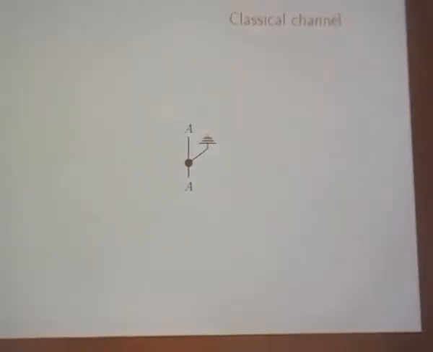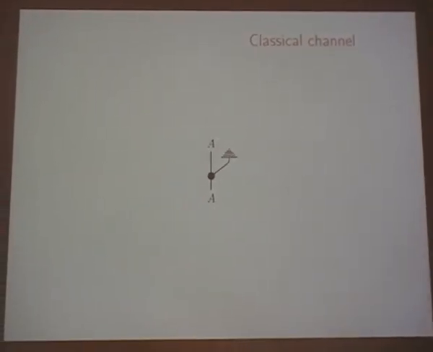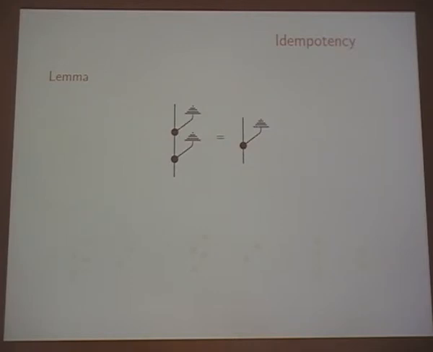Now, combining this trace out with the copy, we obtain what we call a classical channel. If we have one input, we apply the copy, so we obtain two copies of this input, and we trace out one of these copies. We obtain something with one input and one output, and we call it the classical channel. The first property of the classical channel is that it is idempotent. So if I compose two classical channels, I obtain a classical channel.